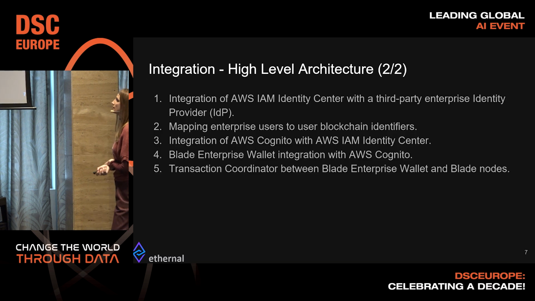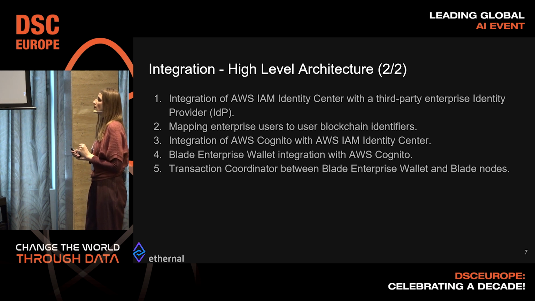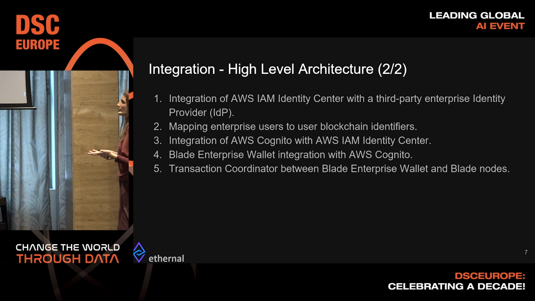And here are these key points stressed once again. The first thing was to integrate IAM Identity Center with a third-party identity provider. The second was the mapping between identities and blockchain identifiers. The third thing is integration of AWS Cognito with Identity Center. And the fourth is the web application that is integrated with Cognito. And the fifth thing is Transaction Coordinator between web apps and the Blade.